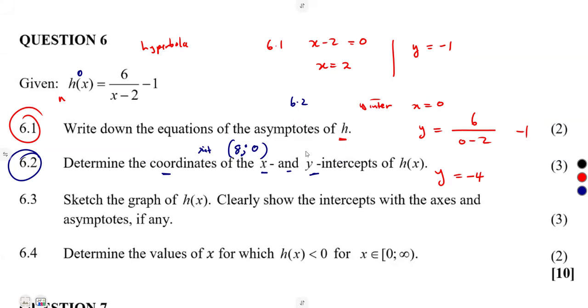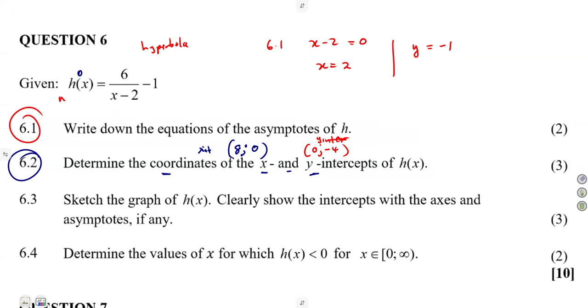All right, so that's it. The y-intercept, that's 0, -4, from our given function. All right, then from the given graph, we can have those x and y intercepts. Then 6.3, sketch the graph of h(x).